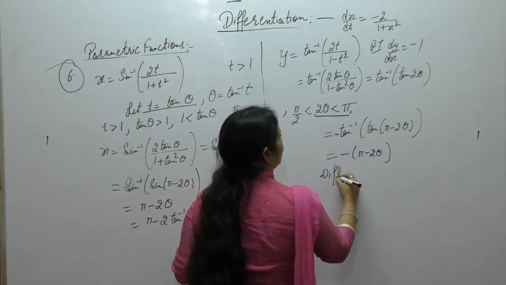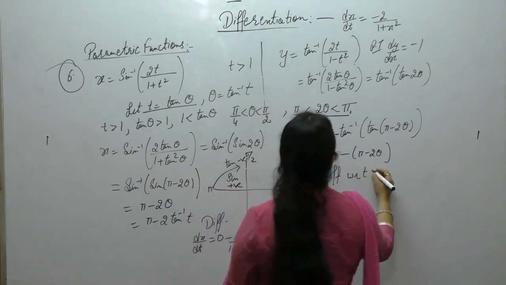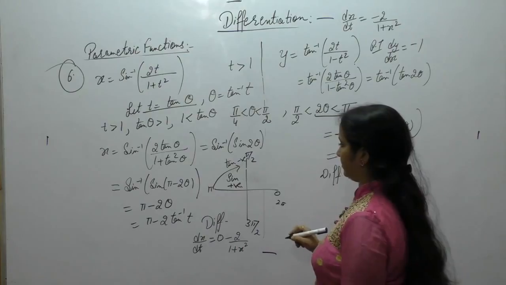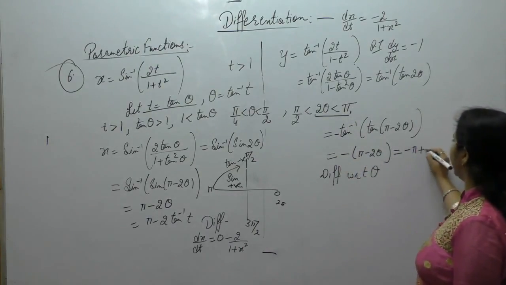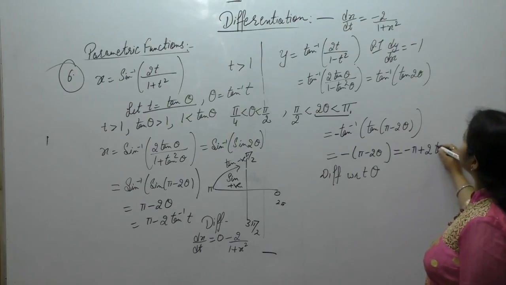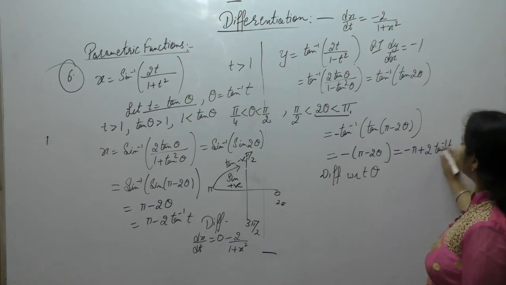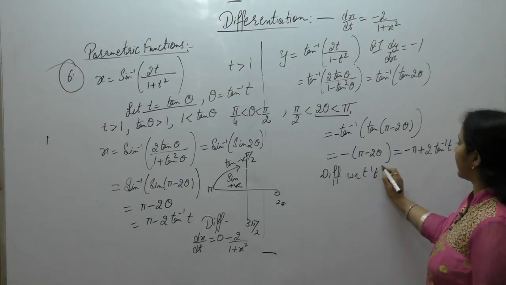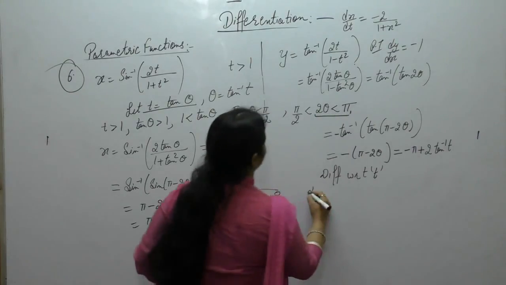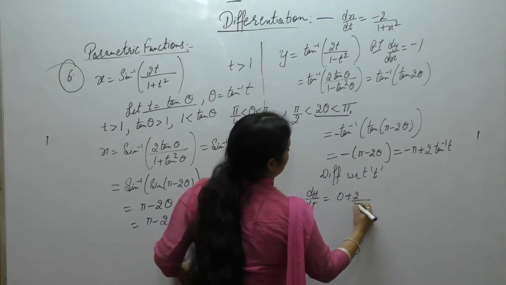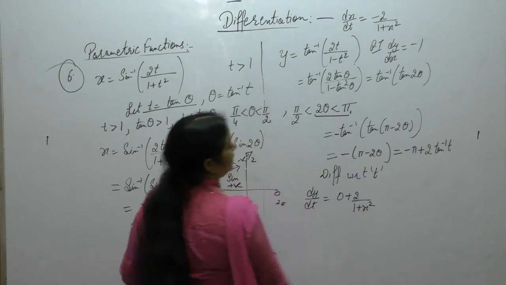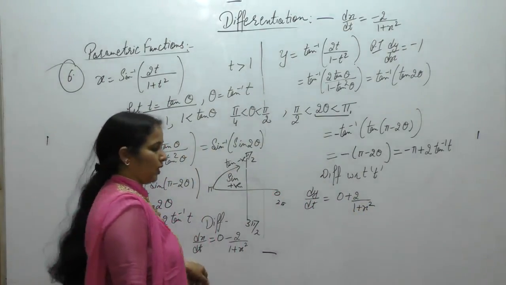Now differentiate with respect to theta. First put the value of theta: minus pi plus 2 theta, where theta is tan inverse t. Now differentiate with respect to t. dy upon dt: derivative of pi is 0. The derivative of tan inverse is 1 upon 1 plus t square.